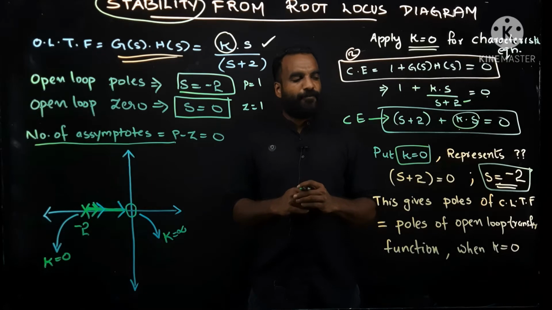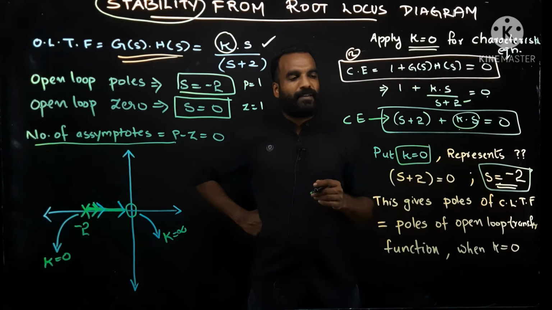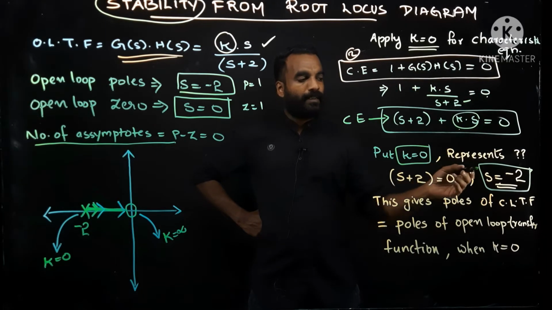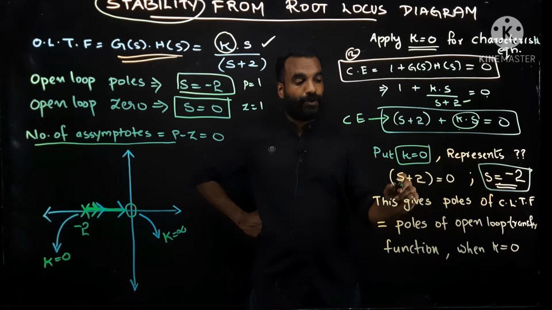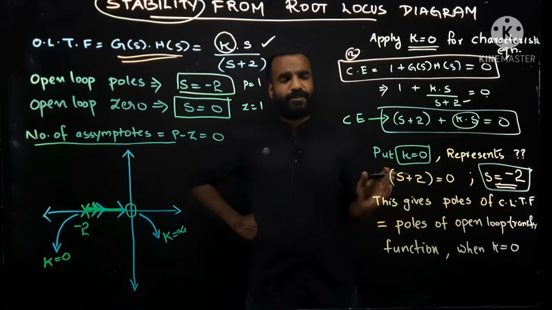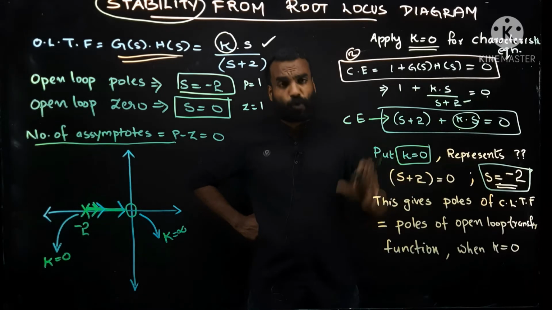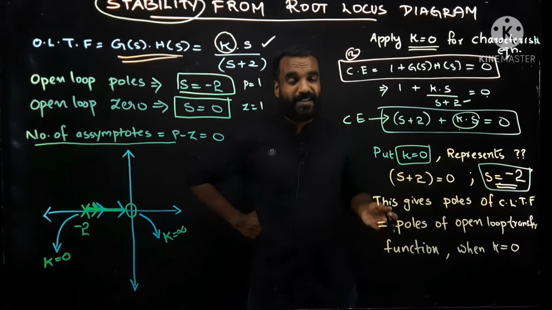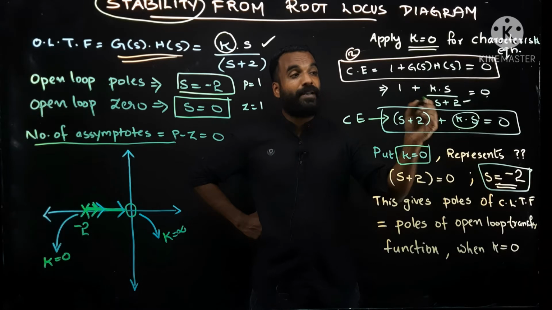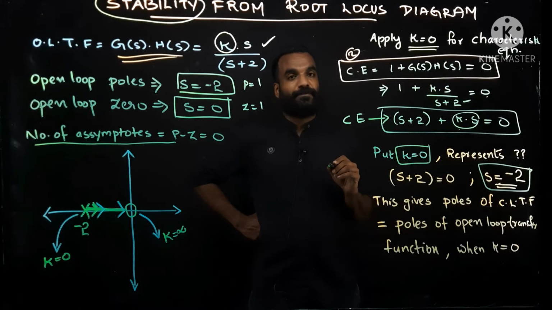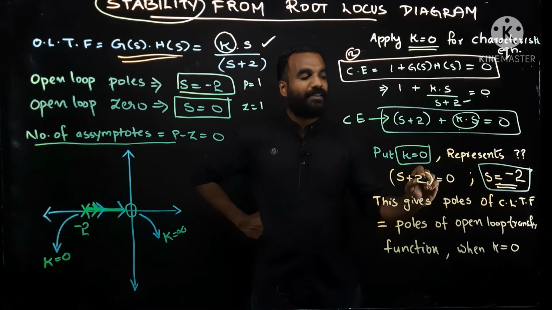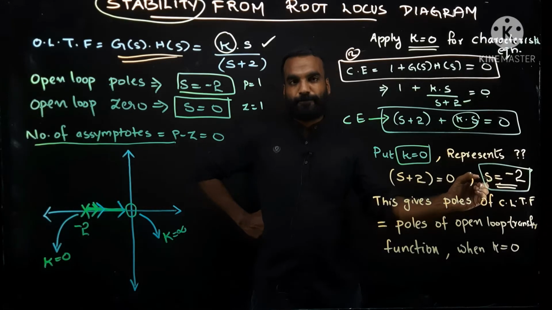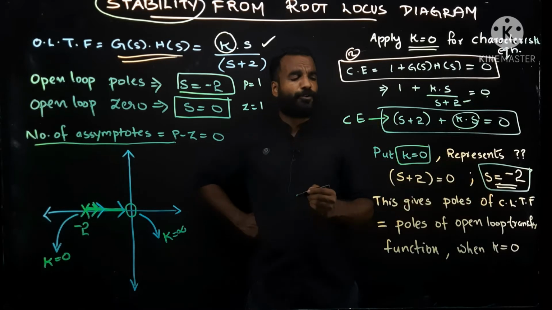Now, what is this s is equal to minus 2? It is nothing but the root of the characteristic equation. s plus 2 is equal to 0 is the characteristic equation. s is equal to minus 2 is the solution of that equation, or root of that equation. In other words, it comes from the denominator of the closed loop transfer function. So, root of the characteristic equation is nothing but the denominator solution of the closed loop transfer function, or pole of the closed loop transfer function.